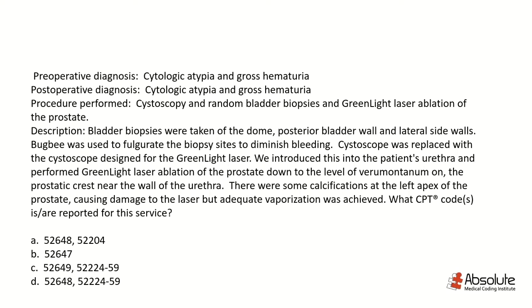Description: bladder biopsies were taken of the dome, posterior bladder wall, and lateral side walls. Bugbee was used to fulgurate the biopsy sites to diminish bleeding. The cystoscope was replaced with the cystoscope designed for the green light laser. We introduced this into the patient's urethra and performed green light laser ablation of the prostate down to the level of the verumontanum on the prostatic crest near the wall of the urethra. There were some calcifications at the left apex of the prostate, causing damage to the laser, but adequate vaporization was achieved. What CPT codes are reported for this service? You got this, coders.